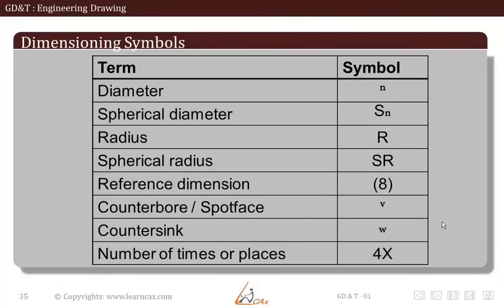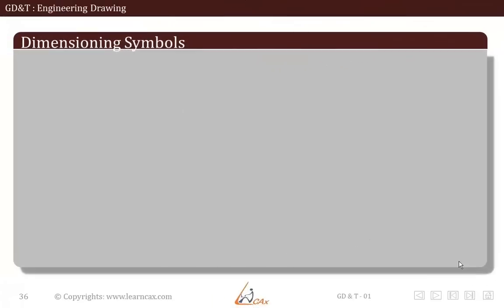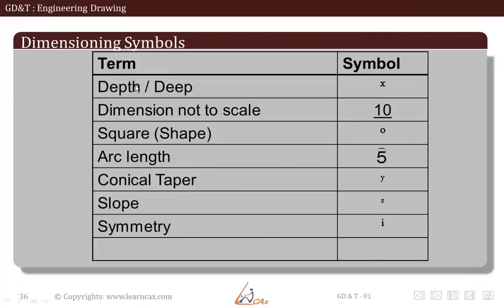Now here we have a few examples of the dimensioning symbols. The diameter is denoted by its respective symbol in the table, and so on. The radius is denoted by capital R, and the number of times or places is denoted by 4x, and so on. Let us see some more examples. Depth is denoted by a depth symbol with the value. If the printed dimension is not to scale, then it should be written with the feature value and an underline. Arc length would be represented as the feature value with an arc on top of it. Symmetry is defined by a symbol, and so on.